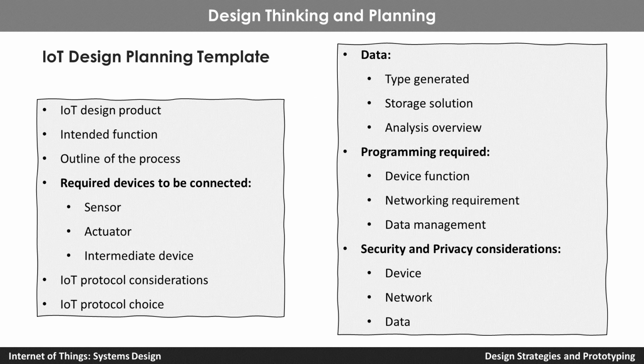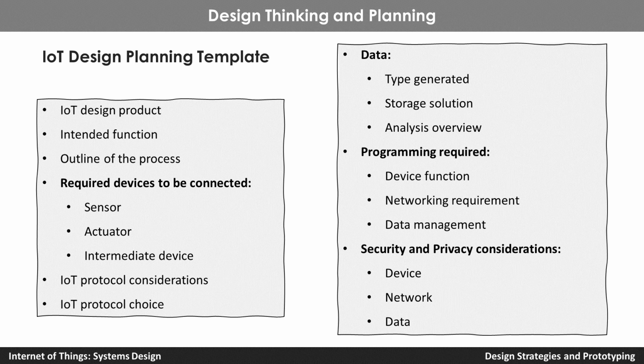Once you figure out that your IoT system falls under one of the three main ideas that we discussed earlier, the next is IoT design planning. So you can use these criteria as a template to think about your IoT system. So what is your IoT design product? What is the intended function? For example, smart irrigation, so watering your plants when you're not at home autonomously.